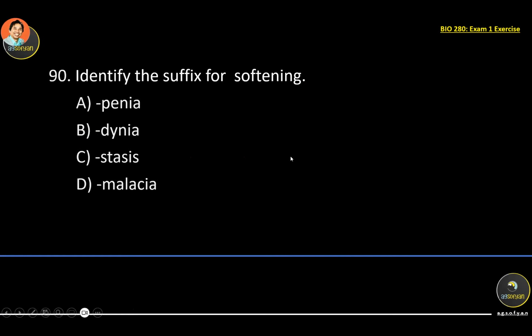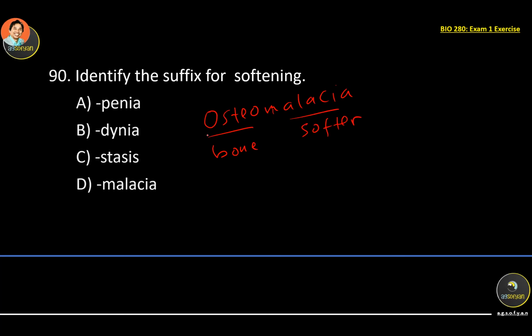Identify the suffix of softening. Softening. A, B, C, or D. Maybe you have heard of a disease called osteomalacia. This is especially for the elderly. What happened with them? Their bone becomes softer. Osteomalacia means a disease or abnormality, especially in the elderly, where their bone becomes softer. So malacia means softening.